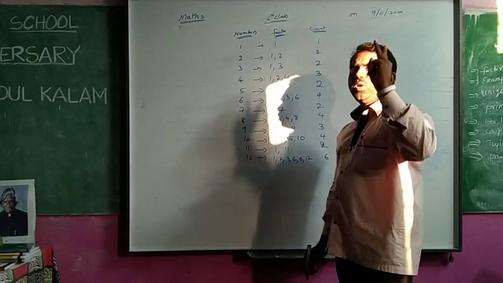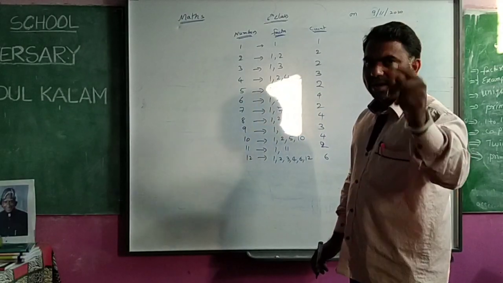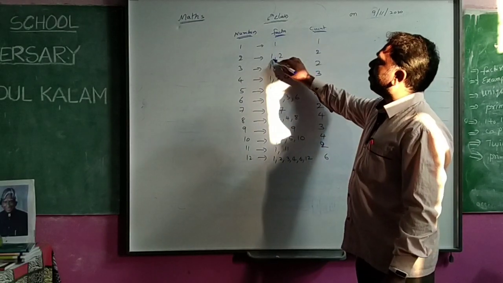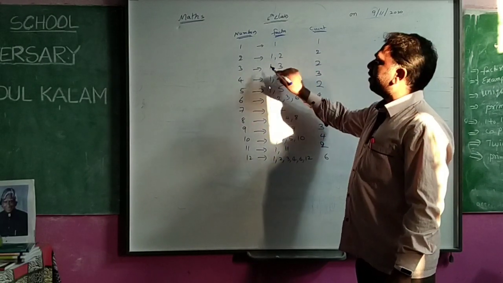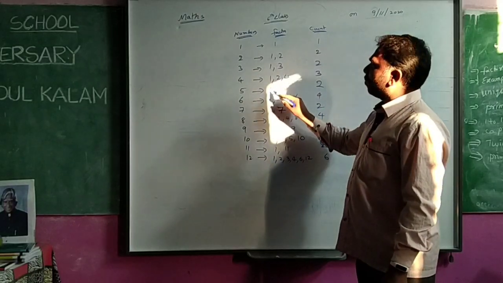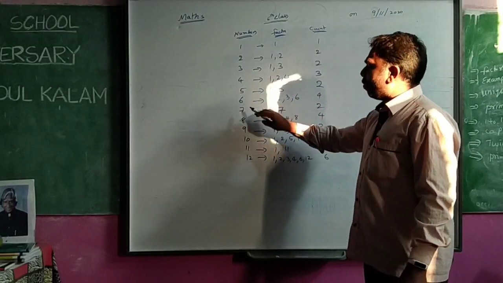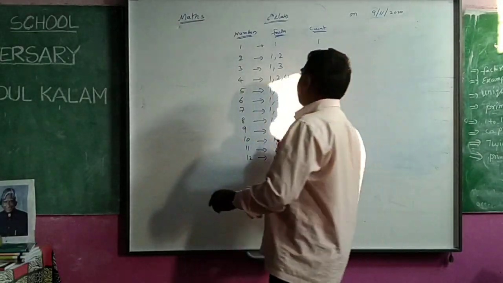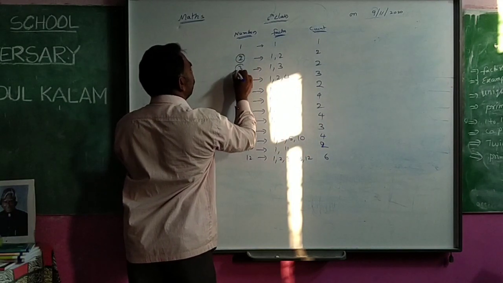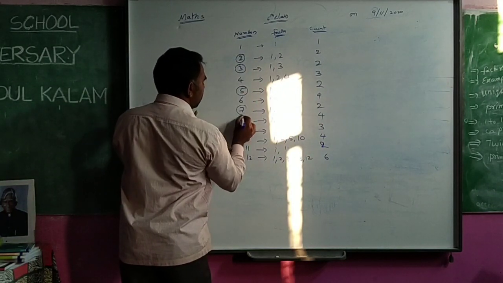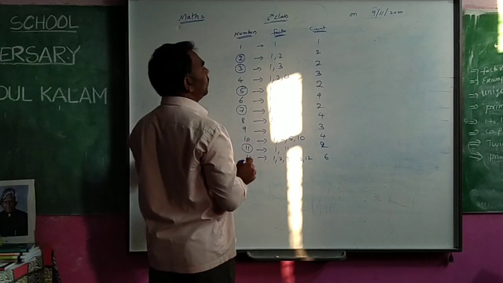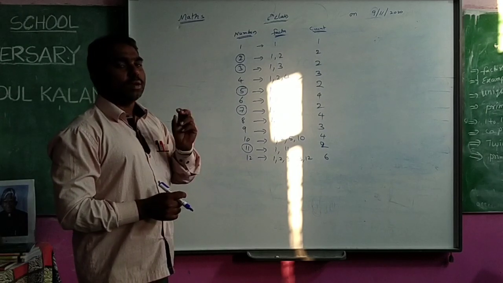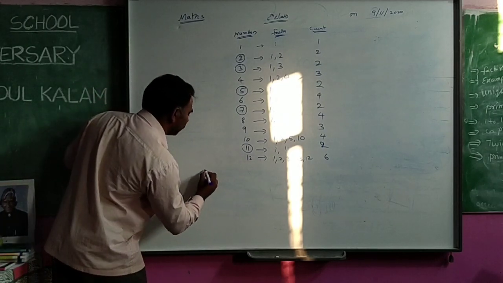Some numbers are having only 2 factors. Only 2 factors means that number and 1. You see, 2 is having 2 factors only, that are what? 1 and itself. 3 is having 1 and itself. 5, 1 and itself. 7, 1 and itself. 11, 1 and itself. So some numbers are having only 2 factors. Which numbers are having only 2 factors?